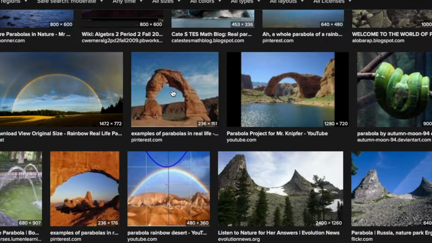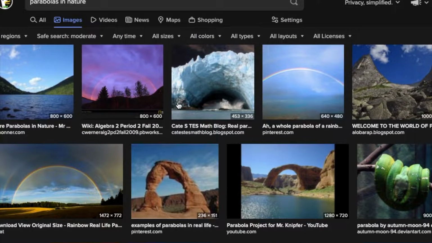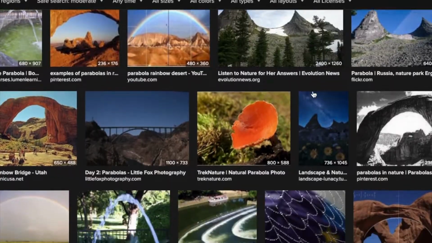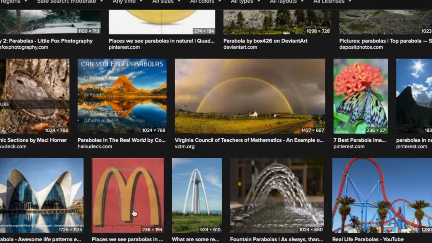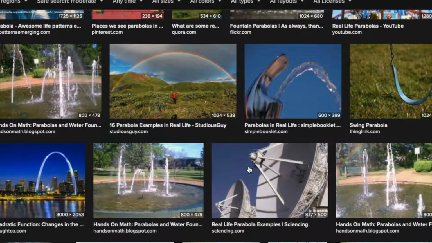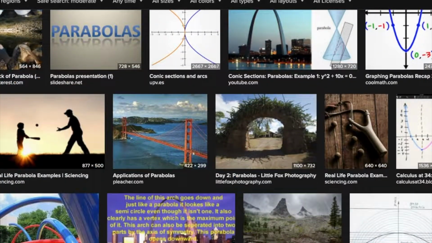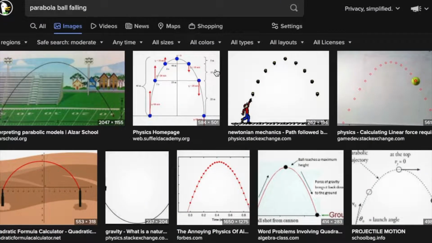So we might have seen parabolas in nature, from a rainbow to archways. The golden arches in McDonald's use parabolas. We see them over and over, including the way that a ball falls.